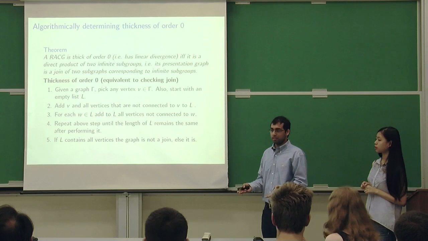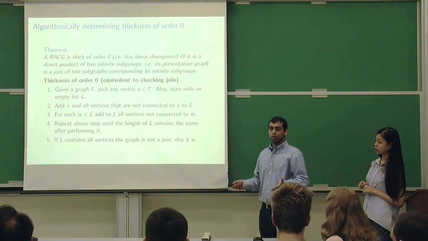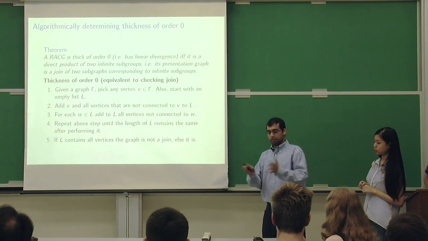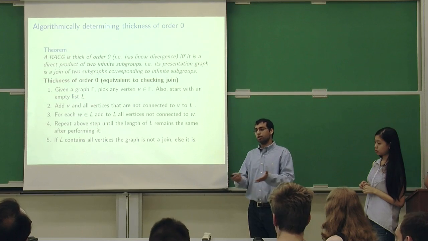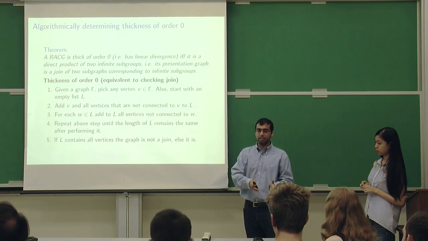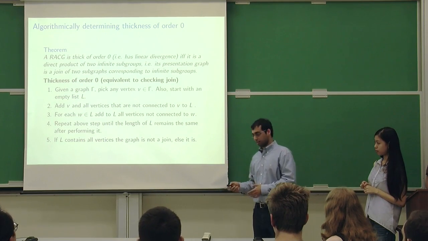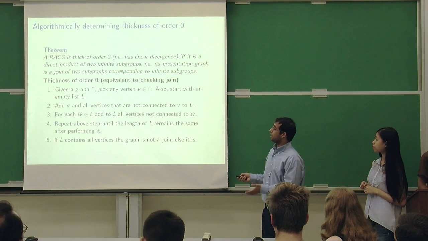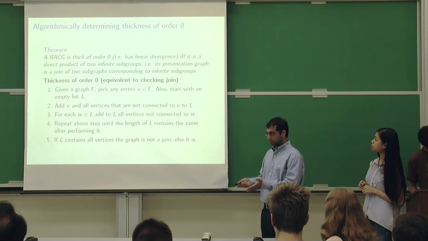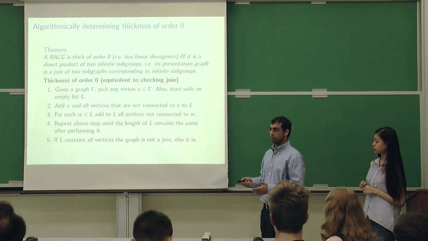They had to be in the same component. Whereas if you have just a subset of the vertices in L, you know that your graph was a join, where that's one component and the remainder are another component. So this is sort of a basic algorithm to look at whether a graph is thick of order 0.